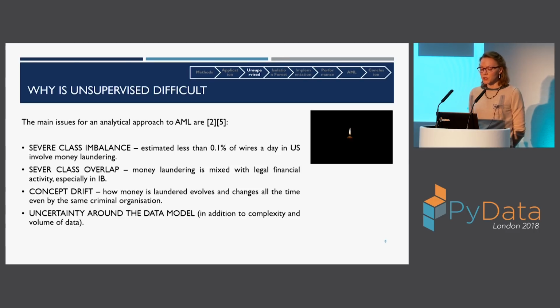And of course, there is uncertainty around the data model. So if you choose to use your suspicious activity reports as an indication for whether certain transactions were actually money laundering, then you have a lot of uncertainty assigned to this. So you have a picture of a candle in the dark. Most of the time, there is actually no candle either.